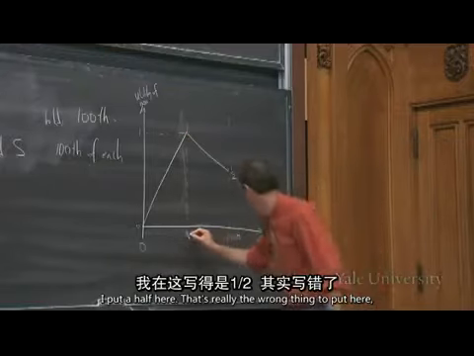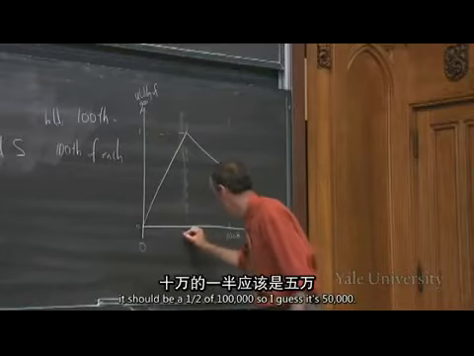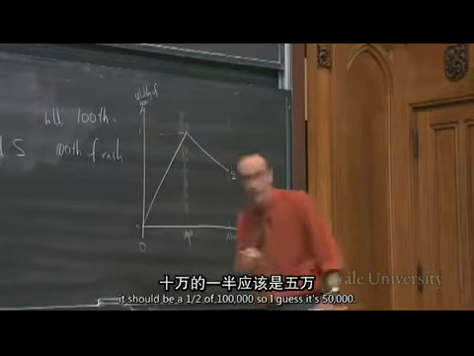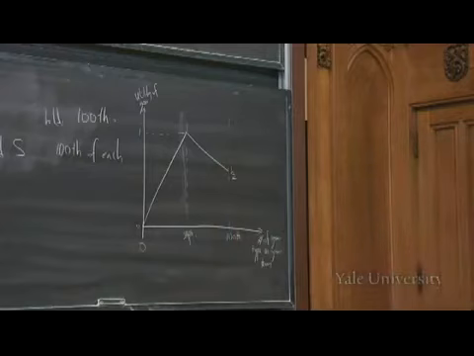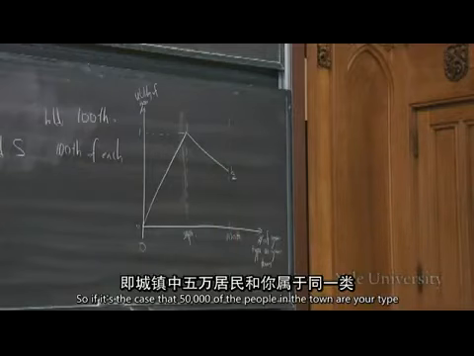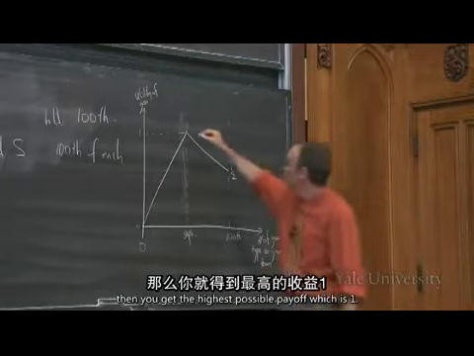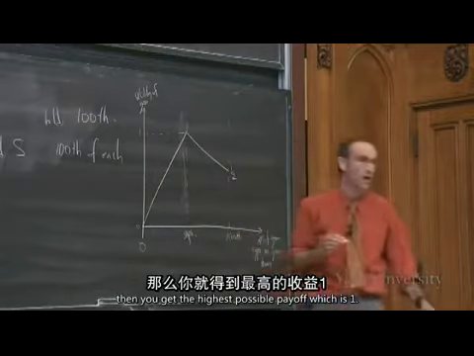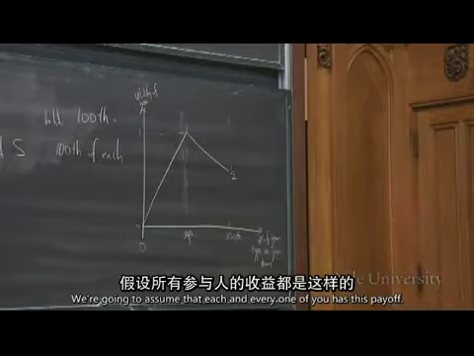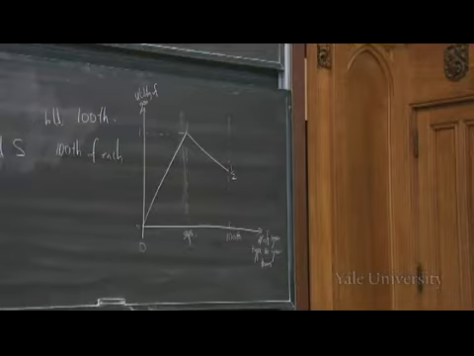And I put a 1/2 here. That's really the wrong thing to put here. This should be a 1/2 of 100,000. So it's 50,000. So if 50,000 of the people in the town are your type and 50,000 are the other type, then you get the highest possible payoff, which is 1. We're going to assume that each and every one of you has this payoff. Does that make sense?